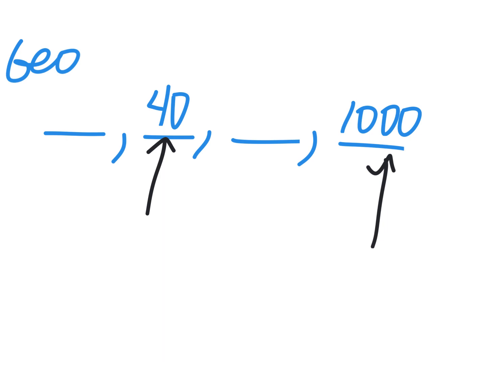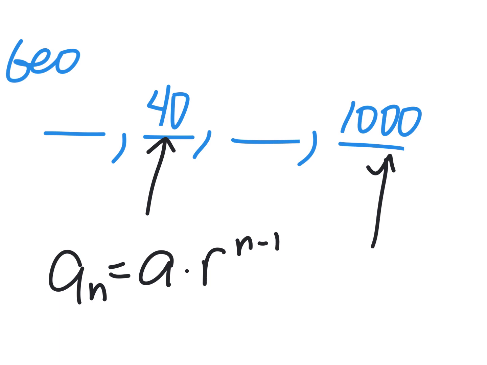I'll pause for a second. Now you write me 2 equations. Remember, our geometric equation for the term finder is a sub n equals a times r to the n minus 1. Make me 2 equations and then solve the system of equations.